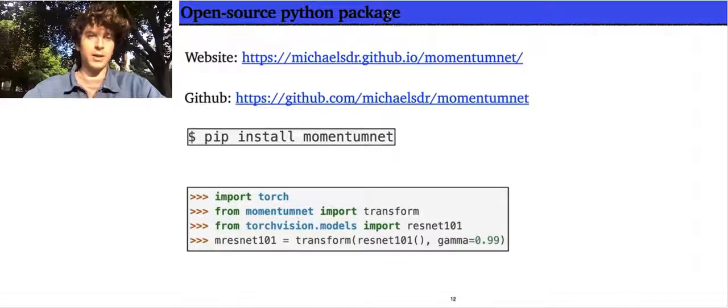We also release an open-source Python package that can be installed through the command pip and is available at this website. It has a method called transform that takes as input a ResNet that is, for instance, pre-trained on the ImageNet dataset and returns its momentum counterpart, only specifying the value of the momentum gamma. It's really a plug-and-play package that we encourage you to use.